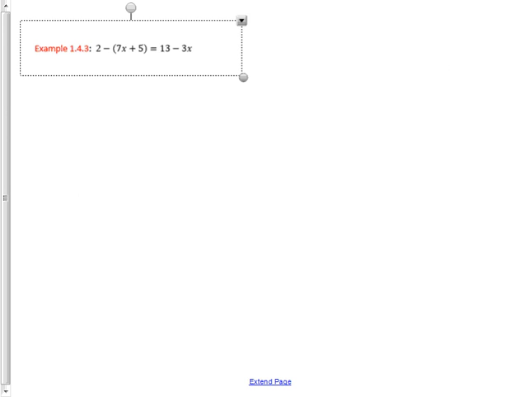Alright, third example. 2 minus (7x plus 5) equals 13 minus 3x. When you have those parentheses, you're going to have to distribute. These are some of my favorites, okay? That's an understood negative 1. If it makes you feel better to put it there, put it there. But you're going to distribute that negative 1 through this parenthesis.